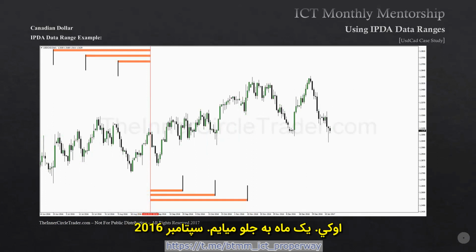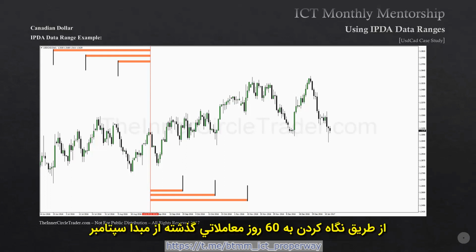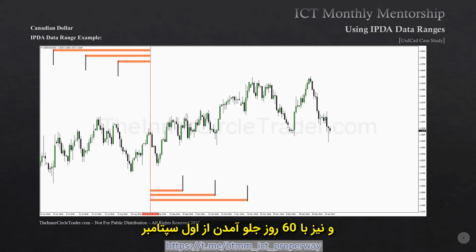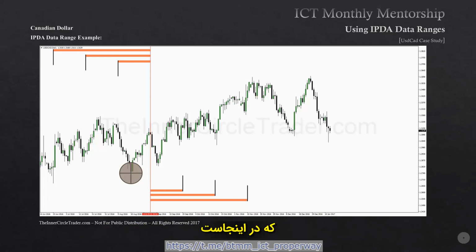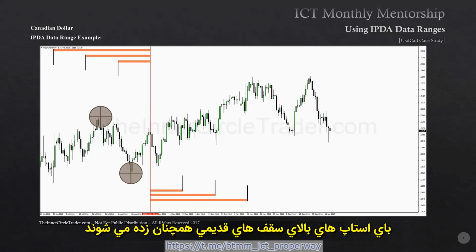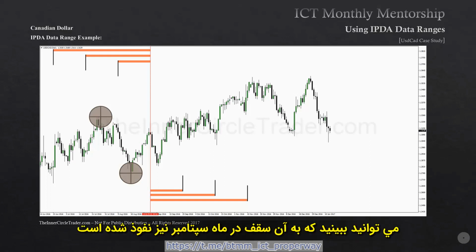Okay, moving forward 1 month, this is September 2016. The same thing is done here. We've identified where the range is in terms of the look back, 60 trading days from the beginning of September, and we have 60 trading days cast forward. We're going to look for the lowest low in the last 60 trading days prior to September 1st, and that's this one here. And the highest high in the last 60 days is here. And again, we can keep noticing that the buy stops above old highs keep getting taken out. You can see that high is violated also in the month of September.